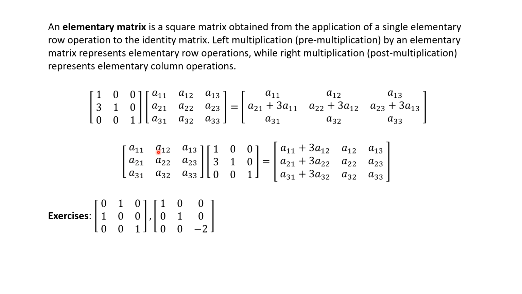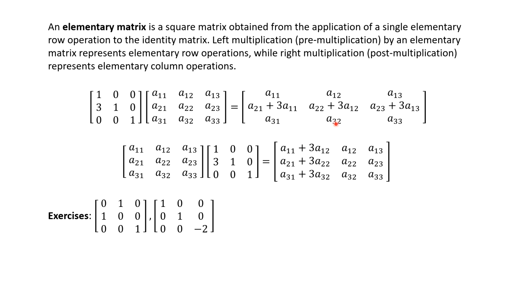Then when you multiply this row times the second column, you're just going to get this again, and the same thing when you multiply each one of these rows times the third column, you get the same column again. So if you look at this, it's basically 3 times this column added to the first column, which is what we did to create the elementary matrix here.